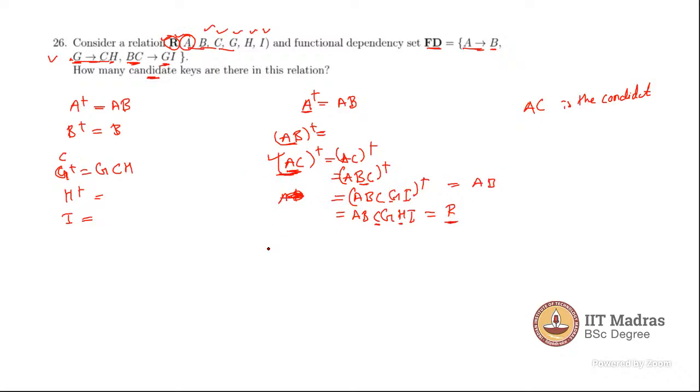Now I have to check for further combinations, that is AG also. Similarly, here A determines B, so if I take the closure of AG, A determines B, so that is B here. Now from G I can determine CH, so A, B, G, C, H. Now here B and C are there, right? From this functional dependency, I can determine GI. So that is A, B, G, C, I, H, which is equal to relation R. So I am getting all the attributes of relation R from this set of attributes. That is, AG is also a candidate key here.